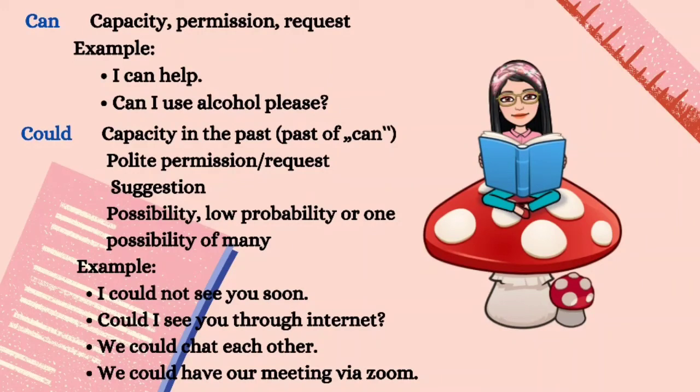Example, I can help. Can I use alcohol, please? Could, it means capacity in the past of can, polite permission or request, suggestion, possibility, low probability or one possibility of many. Example, I could not see you soon. Could I see you through internet? We could chat with each other. We could have a meeting via Zoom.